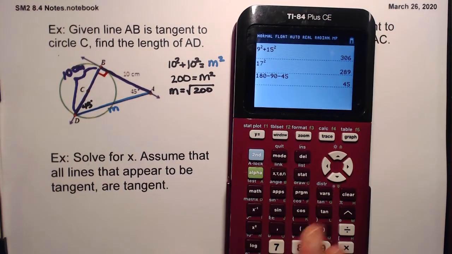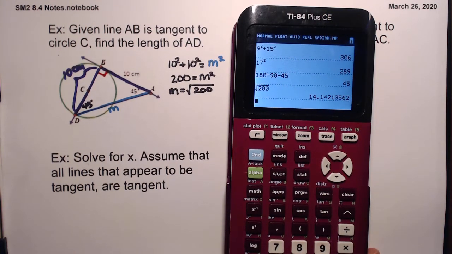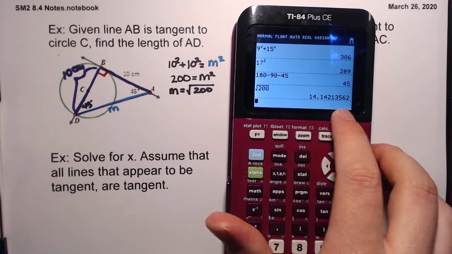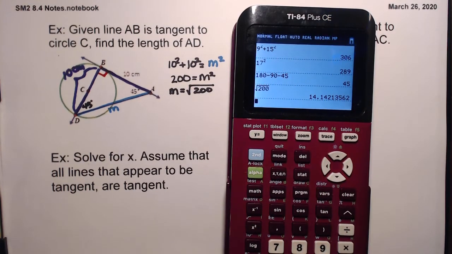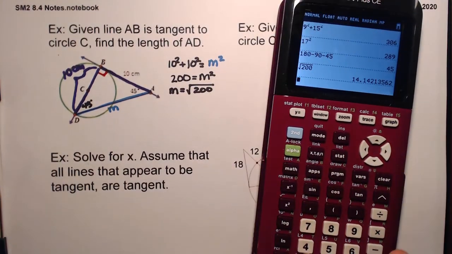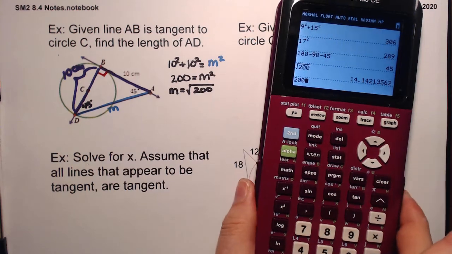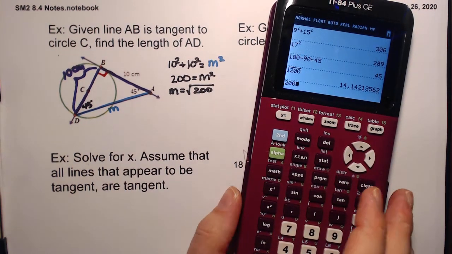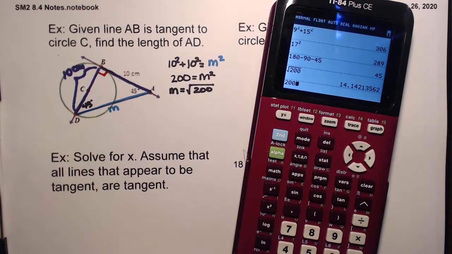Okay, when I use the calculator on that, it isn't anything nice. I need to simplify this because this is not an exact answer. My calculator is rounding this. So what I'm going to do is I'm going to see if there's a perfect square that 200 can divide by.